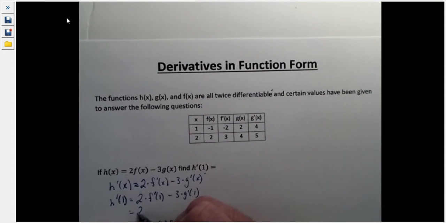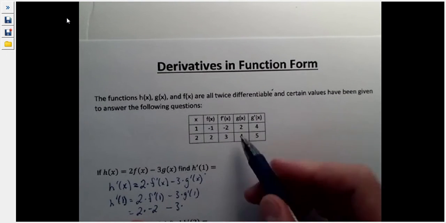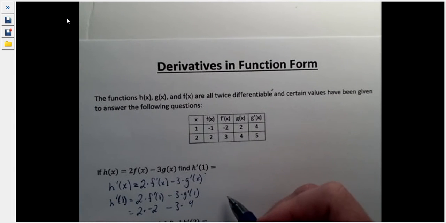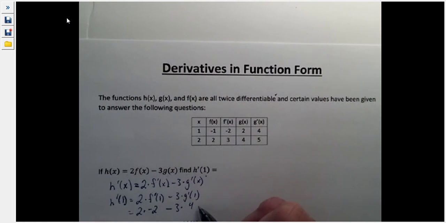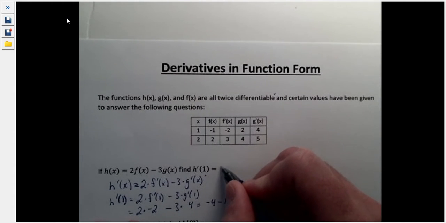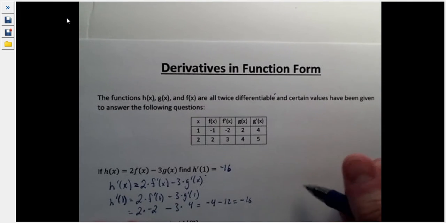So this is 2 times negative 2, minus 3 times, what's g prime at 1? g prime at 1 is 4. So 2 times negative 2 is negative 4, minus 3 times 4, which is 12. And negative 4 minus 12 is negative 16. So h prime at 1 is negative 16. That's it.